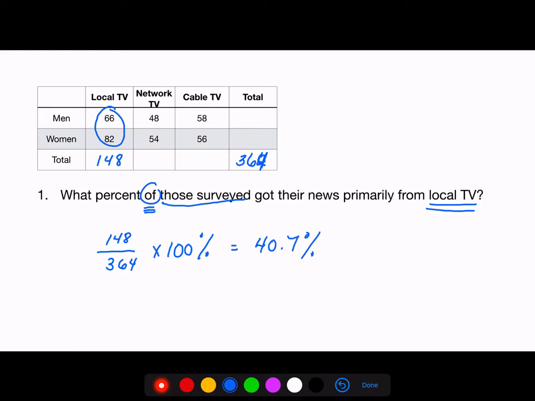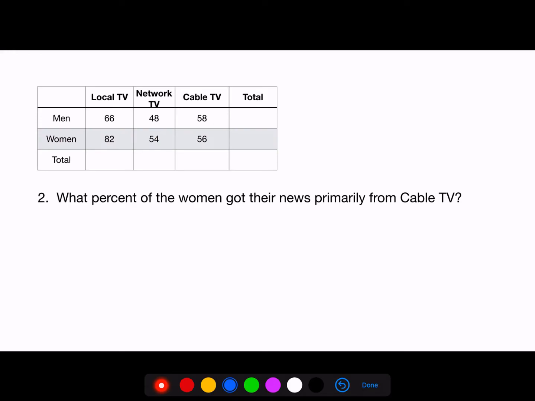Let's take a look at another example. What percent of the women got their news primarily from cable TV? In this case, we're not interested in everyone, we're just interested in the women. Remember that we added up the number of women earlier, and we found that there were 192 women who were surveyed. And of those, 56 got their news from cable TV.